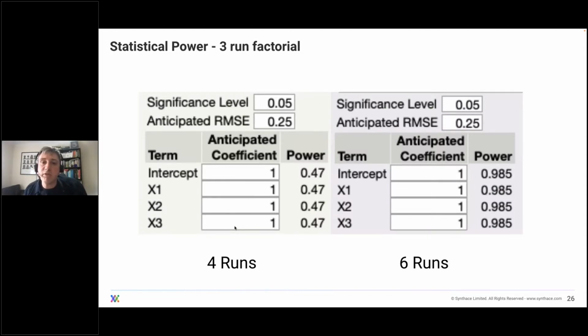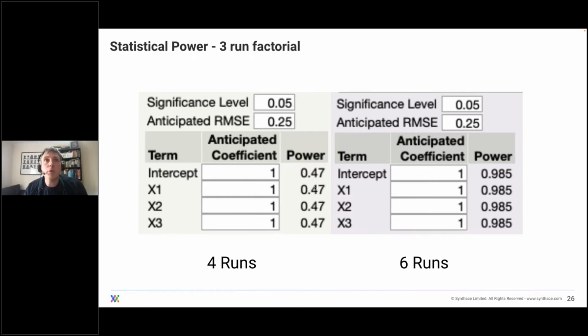So to finish up on our question from before, here's what the power analysis looks like for the 2 designs in 3 factors with either 4 or 6 runs. First, look at the left panel. Hopefully you can see the various features we just talked about. There's a significance level for our t-test. There's an anticipated error or RMSE. And then for each term in the model, we can say how big we expect the effect to be. This is the anticipated coefficient.